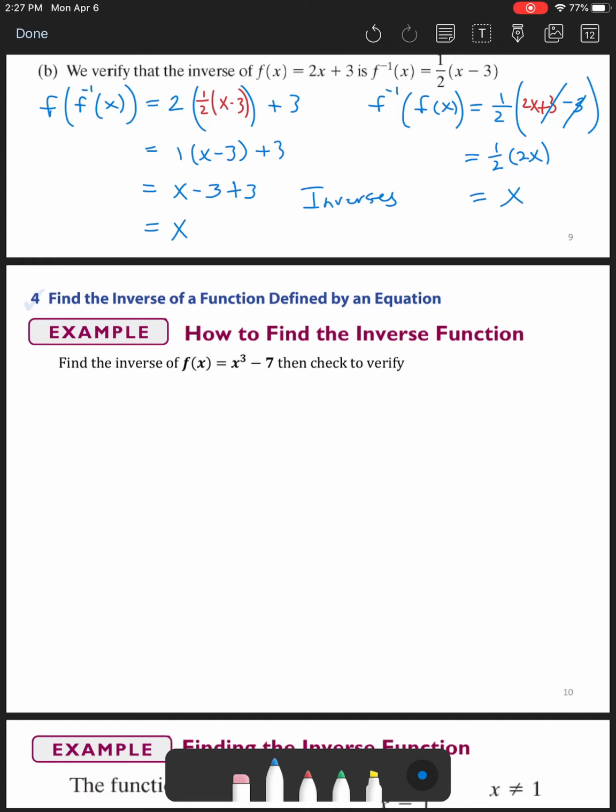Now the rules for finding an inverse. We went through how to find an inverse from the data, and now we want to find it algebraically. Find an algebraically determined inverse.